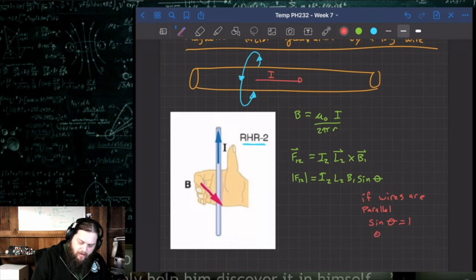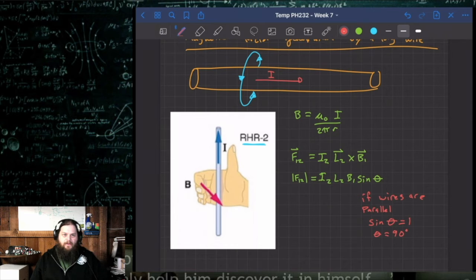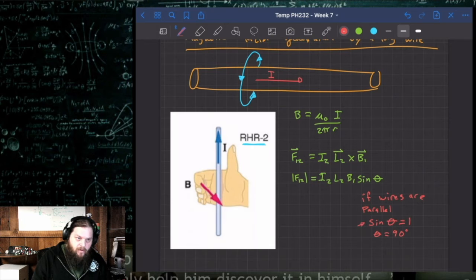Because theta is equal to 90 degrees. Theta in this case is the angle between the magnetic field and the length of wire. The magnetic field is coming out from the first wire, and if the second wire is parallel to that, it's going to be completely perpendicular. The angle between those will be 90 degrees, and therefore sine of theta will be 1.